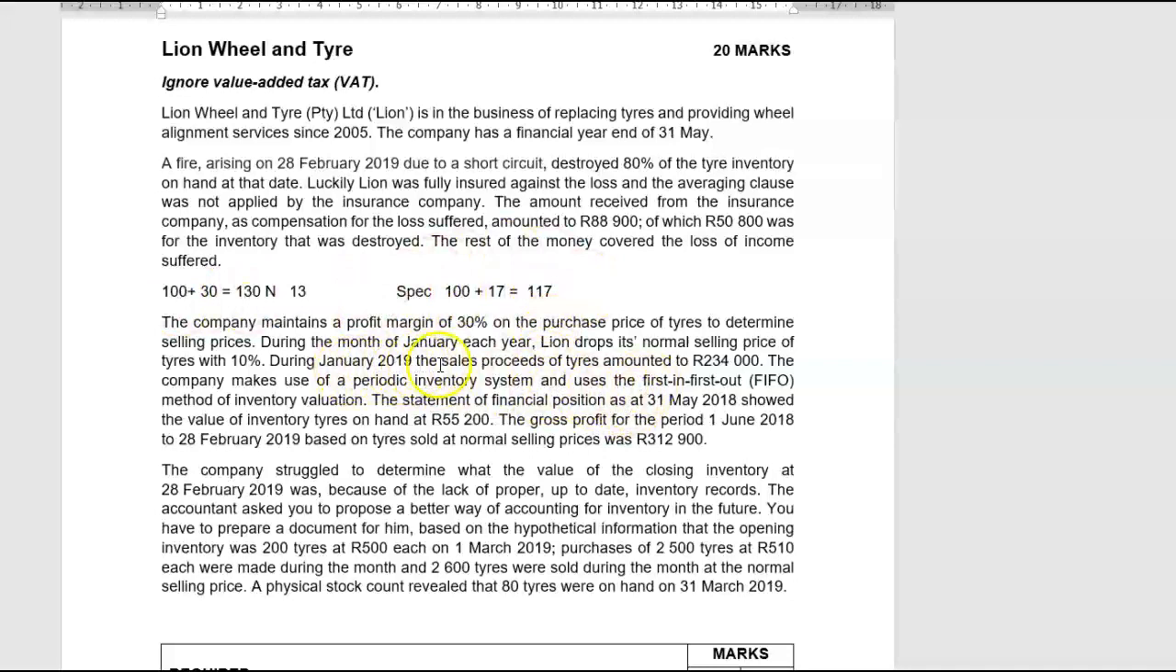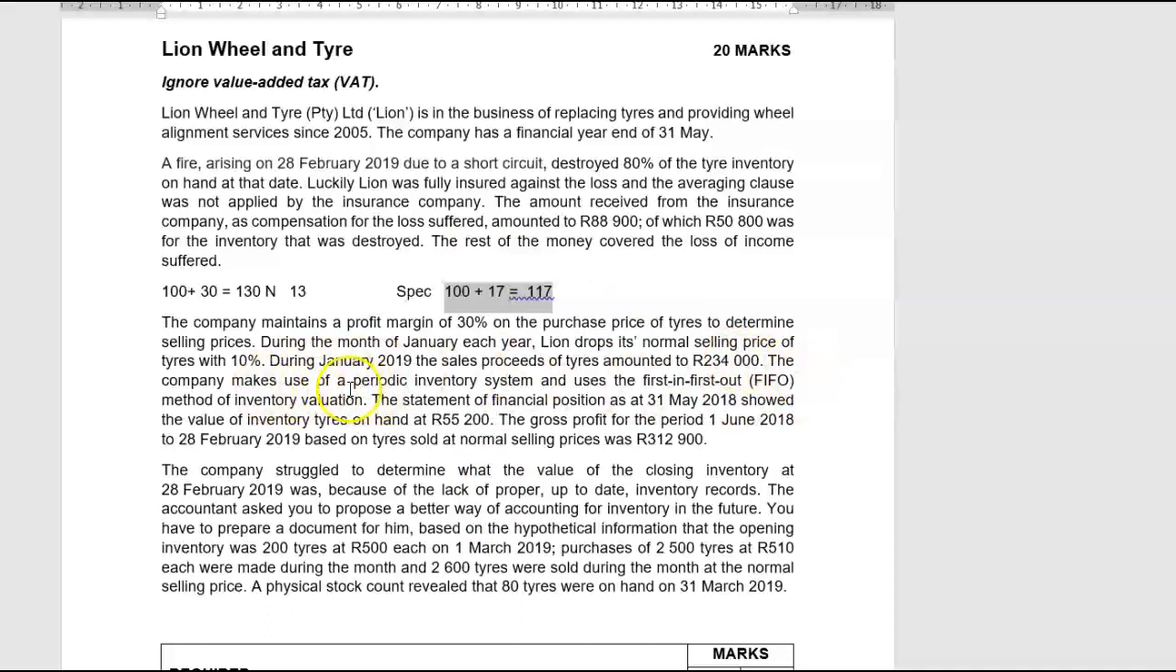Now, during January 2019, the sales proceeds of the tires amounted to 234,000. So that was a special sale. They tell me to ignore value-added tax. So the total sales proceeds was 234,000. There's my profit formula, so I can work out the gross profit as well as the cost price of those goods sold.